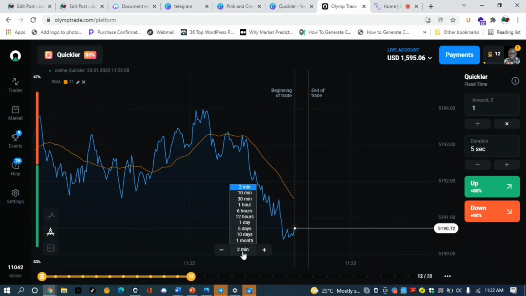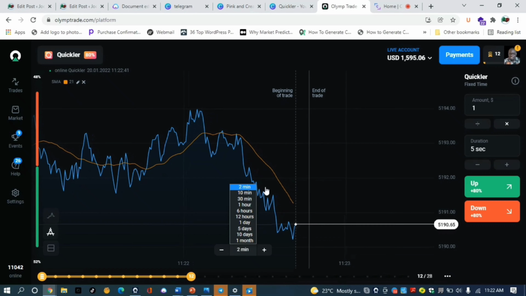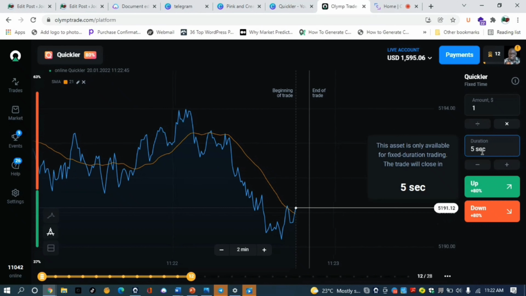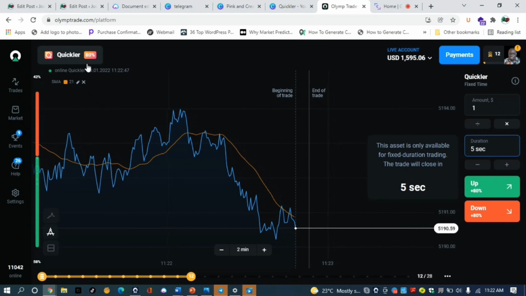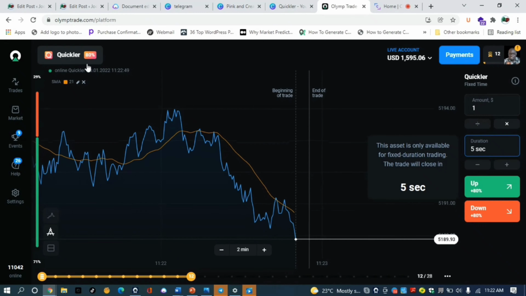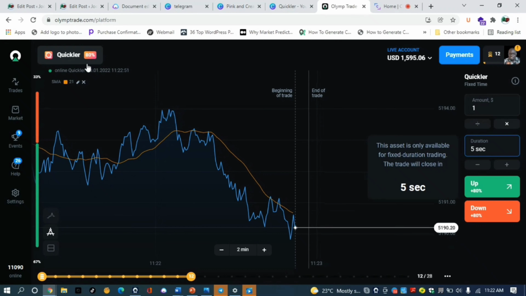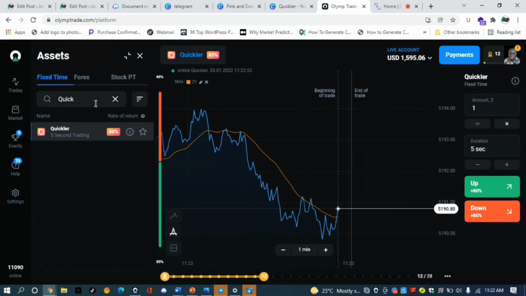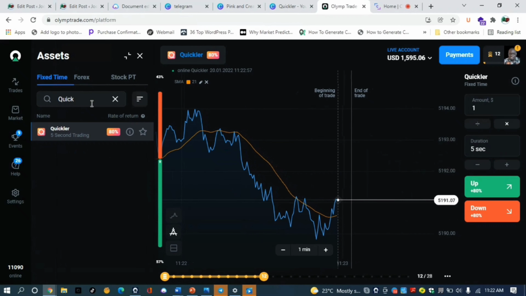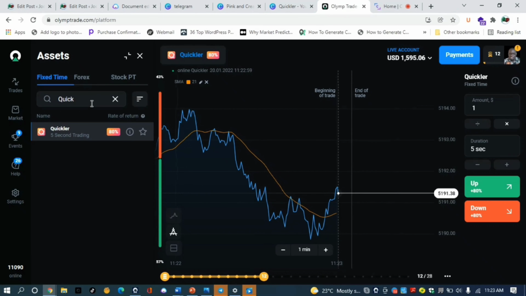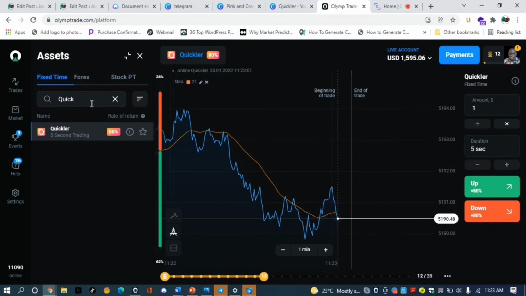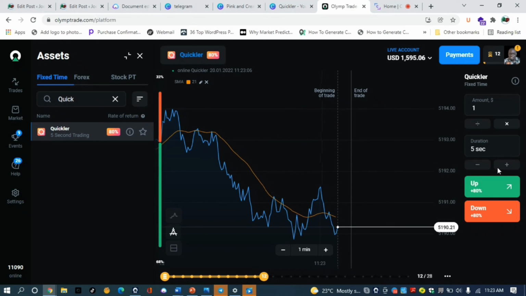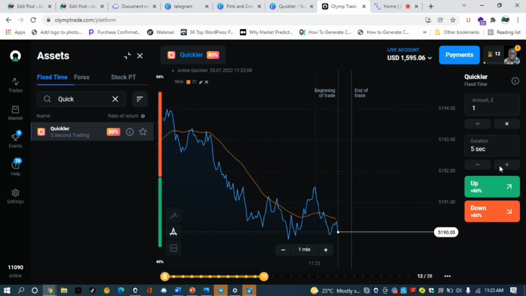If your risk tolerance level is low, however, then you can do the 1 minute time frame. You can do a 1 or 2 minute time frame and change the duration to 2 minutes or 1 minute. So we'll start with the 1 minute strategy, still on the SMA, and see how it works out. For that, we'll need to change the asset that we are trading. Remember, on the quickly trading method, the minimum and maximum trading duration is 5 seconds.